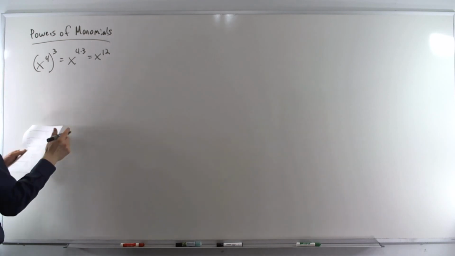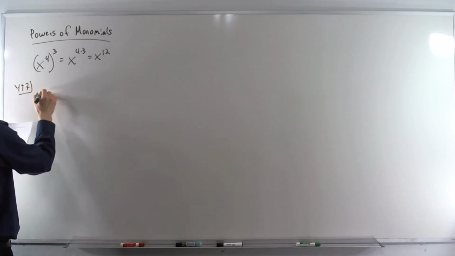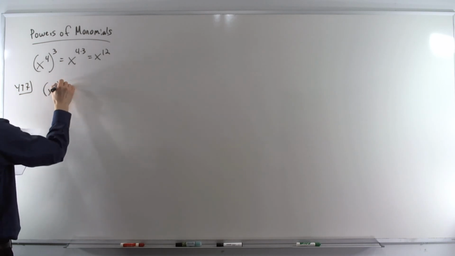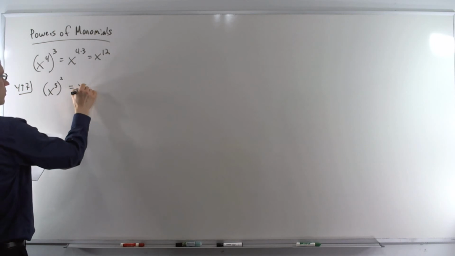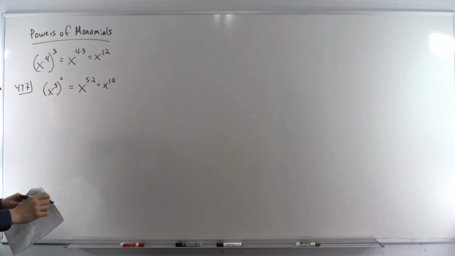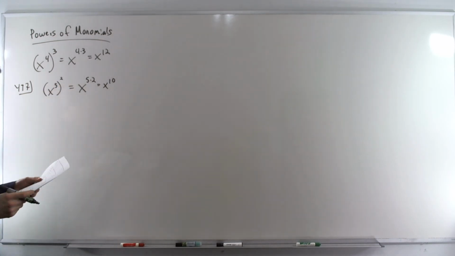All right, your turn, number 7. Another power to a power, 5 times 2 is 10, so we get x to the 10th power.